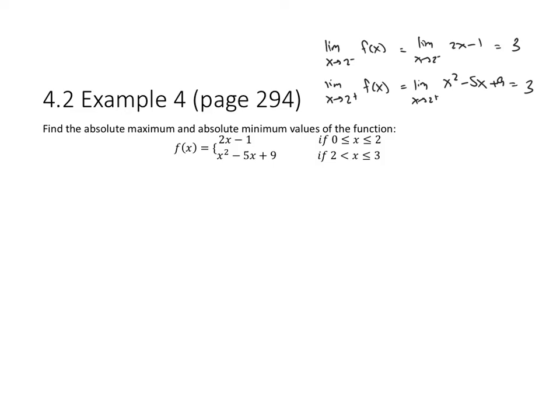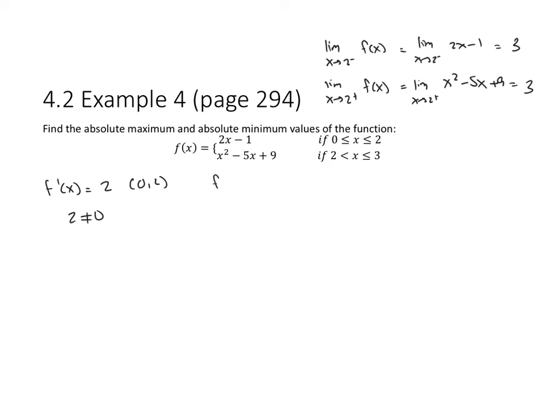So now that we've settled down on the continuity, let's decide about our critical numbers. So we're still going to take our derivative and set our derivative equal to 0 and when our derivative doesn't exist. So we have two different groups of derivatives to take. Our first one is going to be just 2. And that's on the open interval of 0, 2. So since 2 doesn't equal 0, we don't have any critical values from 2x minus 1.